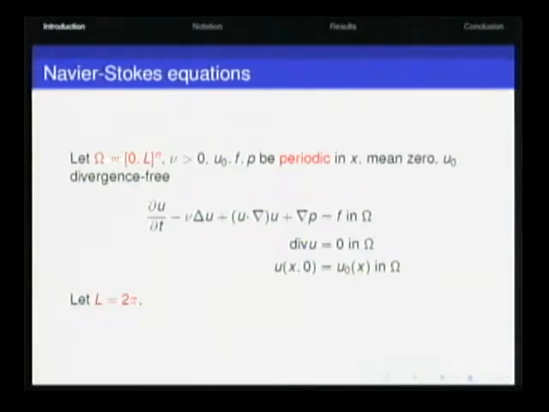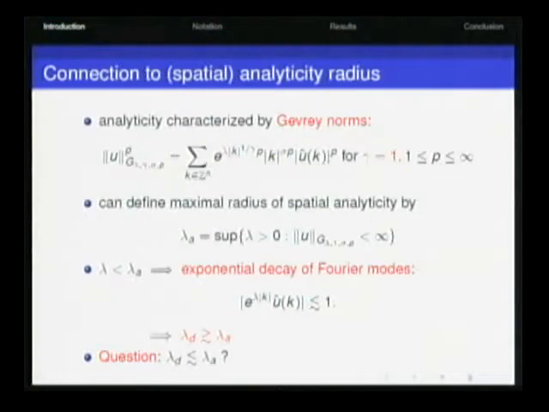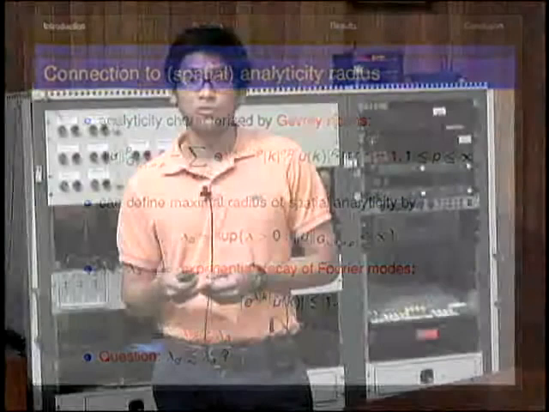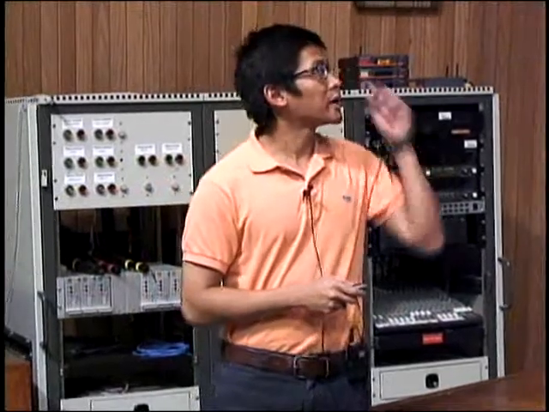All right, so here are the Navier-Stokes equations. We'll be working in the periodic case. As I said, we'll normalize the length of the periodic domain to 0, 2 pi. And of course, the data f are periodic, mean 0, etc., and u0 divergence free. Okay, so as I said, we'll be estimating the dissipation length scale through Gevrey norms. And the reason for that is because Gevrey norms characterize analyticity.